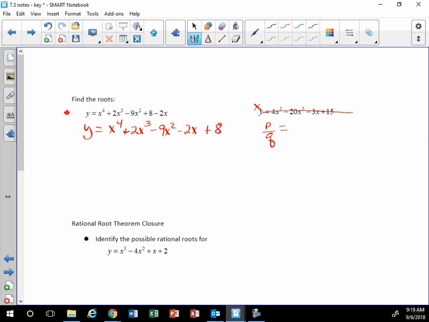4. You might have to do your synthetic division twice because you're trying to get down to an x squared so that you can factor. Okay? So go ahead and start, make your P over Q list, start your synthetic division. Once somebody finds one that works, we're going to go through that together, and then I'll show you how to continue on from there.